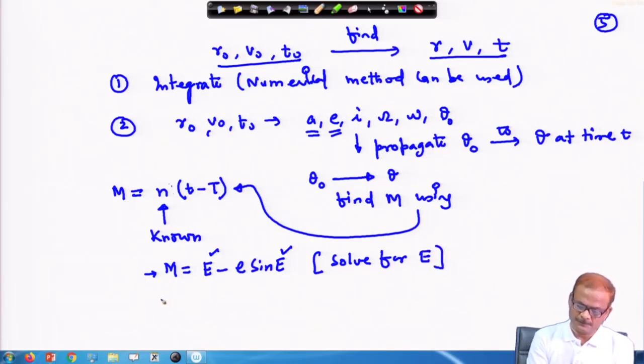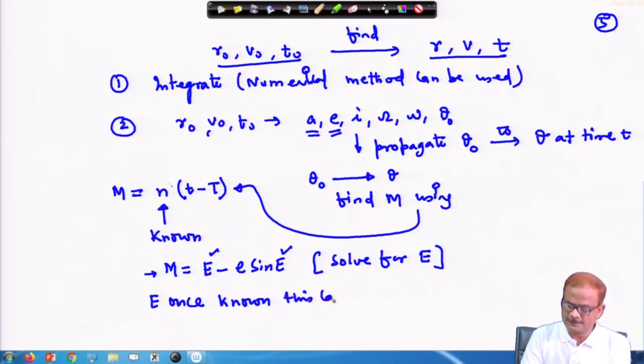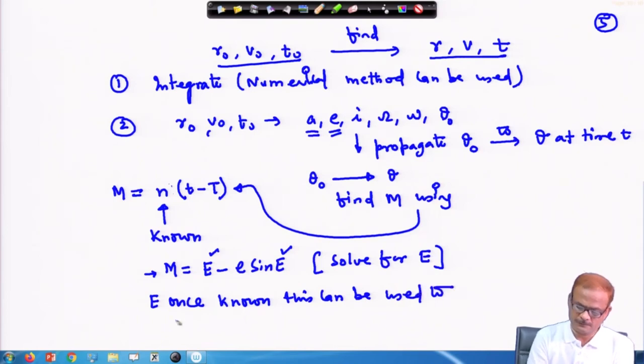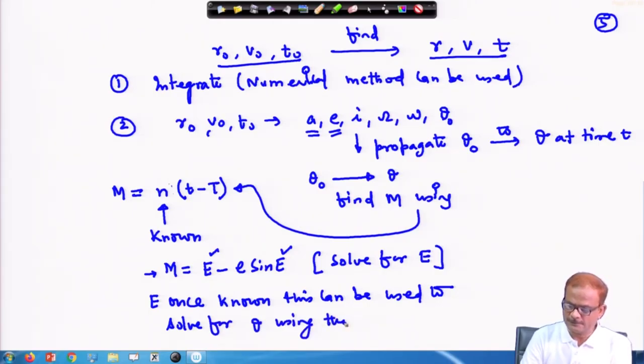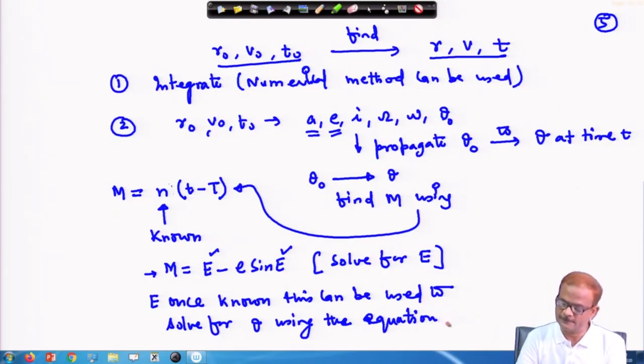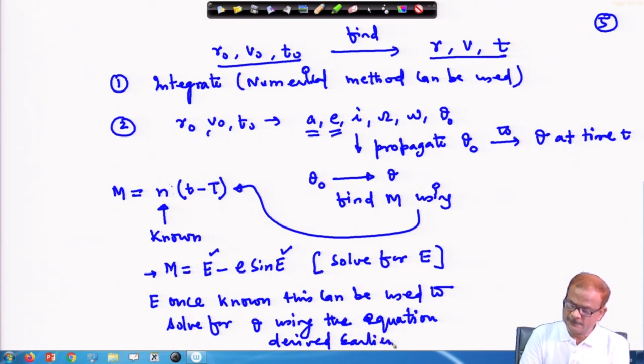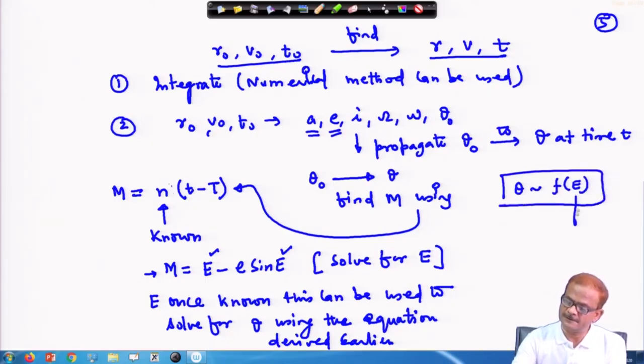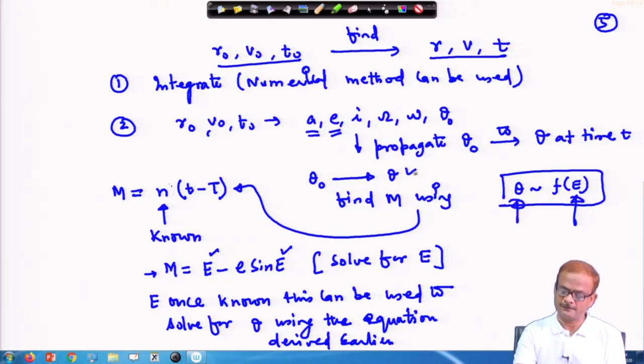Once you solve for E, now here E once known, this can be used to solve for theta using the equation derived earlier, which I will again write in due course of time. Equation derived earlier, that means theta is a function of E, and therefore, once you have got this E, you can also get theta. So, this way you have solved for theta.